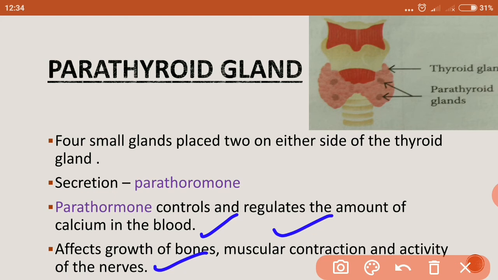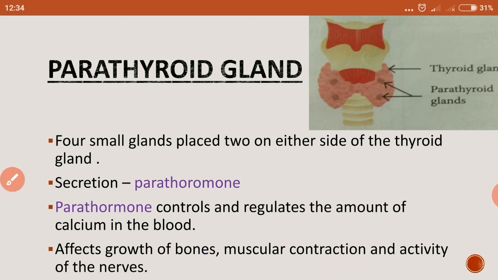Okay, so therefore when it is important for all these functions, that means this parathyroid gland affects the growth of bones, muscular contraction and activity of the nerves. Okay, that is, its secretion will affect all these things.